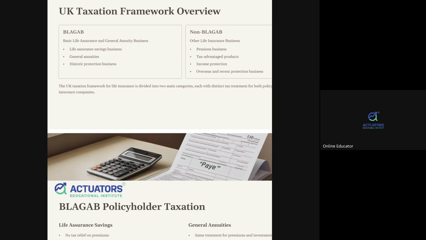Does this make sense? This is one of the classic questions that they had asked, I think 3 or 4 years back. Samarth, Falguni, is it clear to everyone why they may have chosen to put term business under non-BLAGAB instead of BLAGAB onwards 2013? Yeah, makes sense. Yeah, understood. Cool.